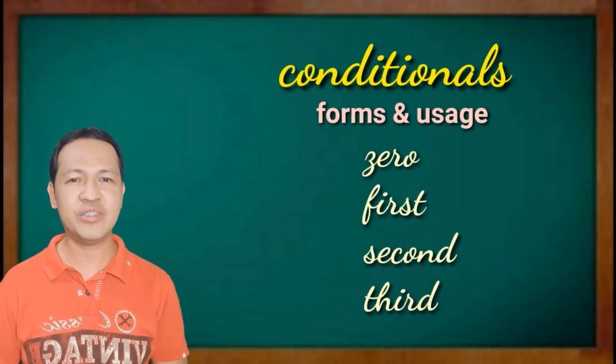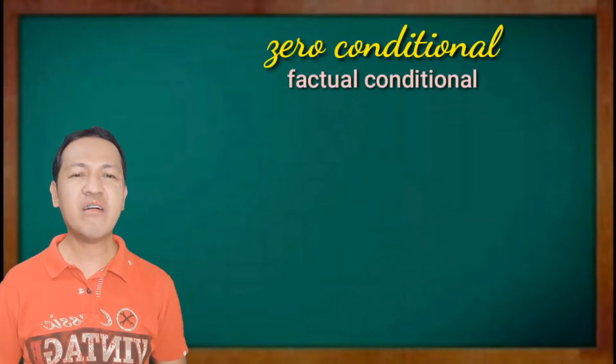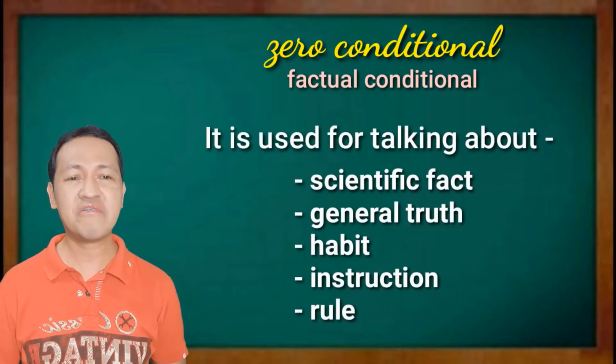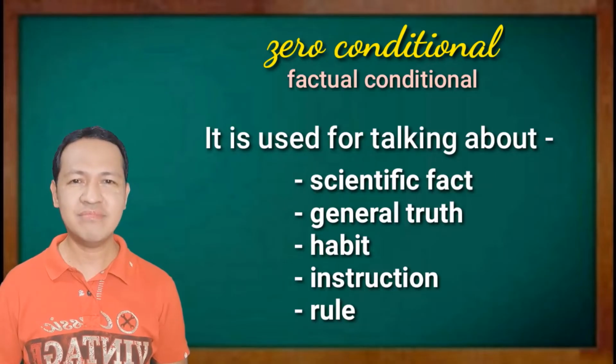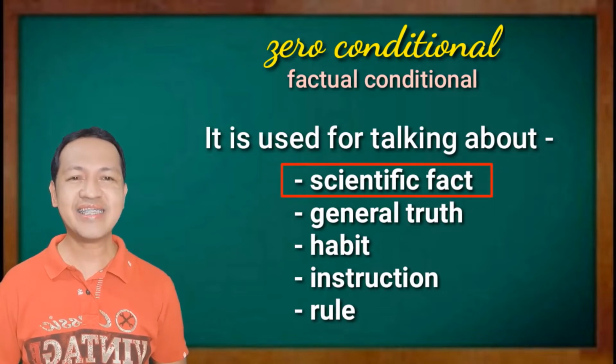forms and usage. The first type is the zero conditional, which is called factual conditional because it's used for talking about scientific fact, general truth, habit, instruction, and rule. Zero conditional is very common in scientific writing since the sciences are often concerned with absolute relationships. We can't argue with scientific fact.